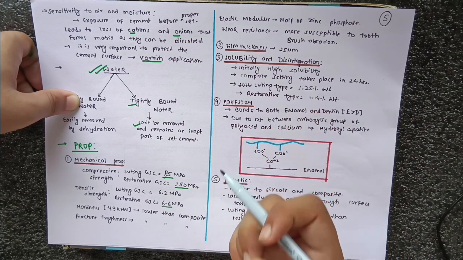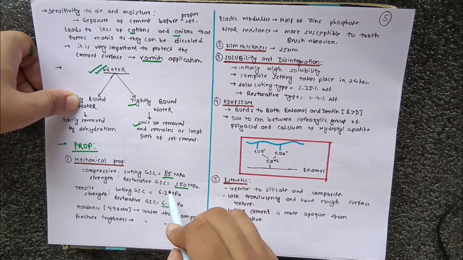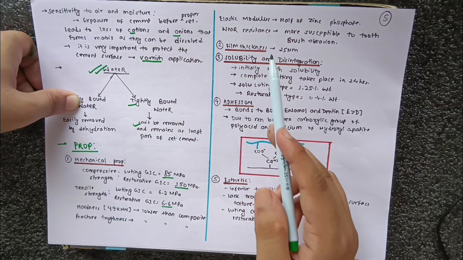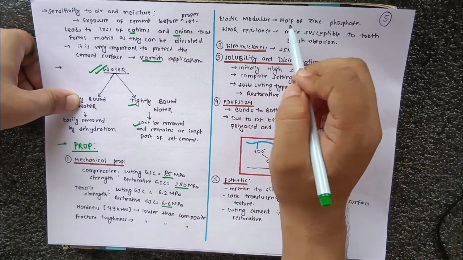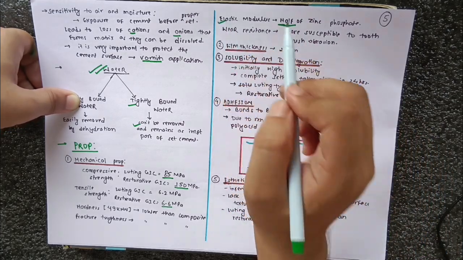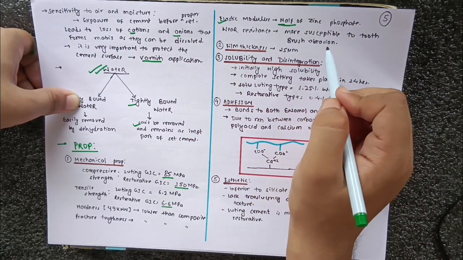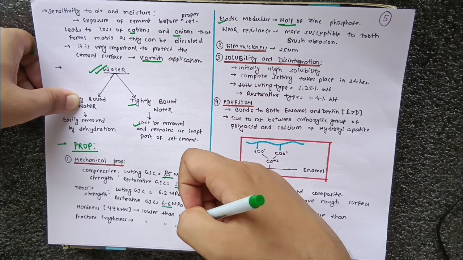Conventional GIC is mechanically little compromised cement, as the restorative has a compressive strength of 150 MPa, which is good. But the elastic modulus, to resist the masticatory force, is half that of zinc phosphate. So it is one of the disadvantages of this cement. Similarly, wear resistance is lower, more susceptible to toothbrush abrasion. So you just remember those data, so these data are also so important.